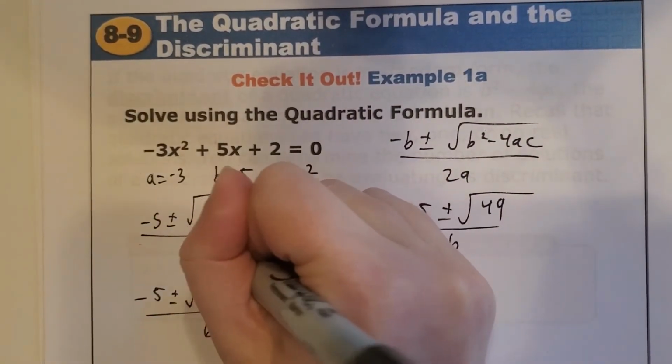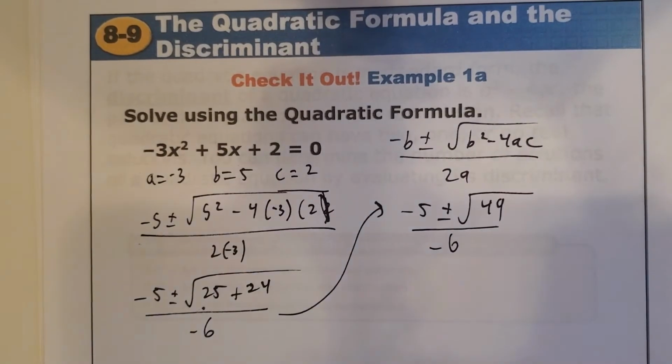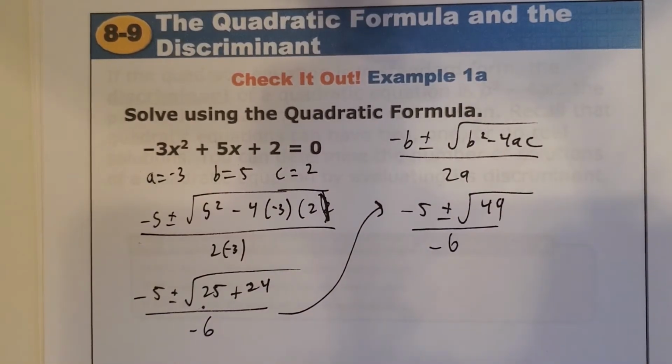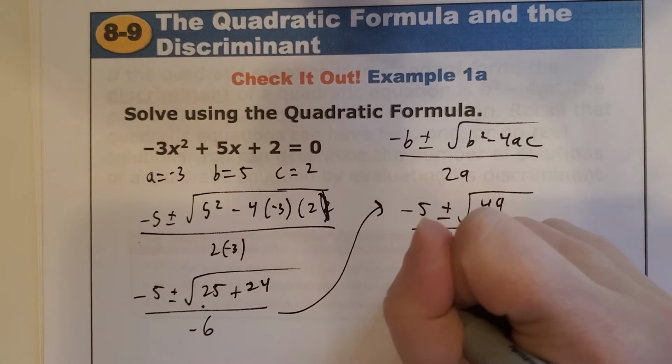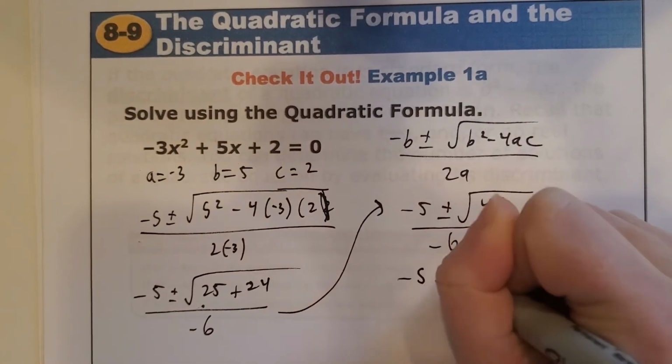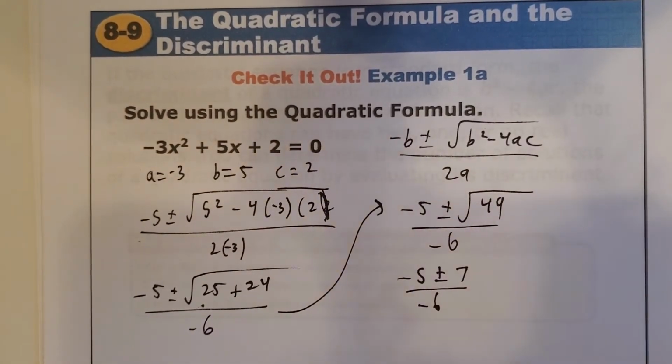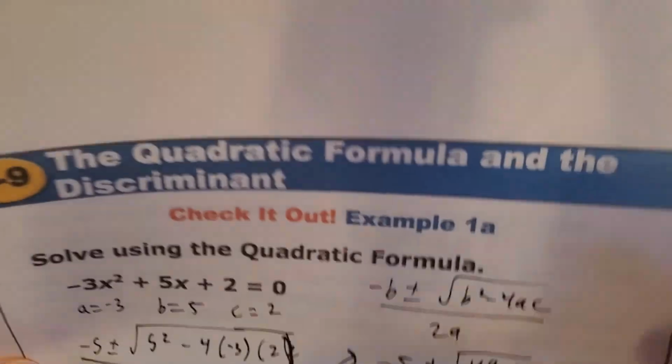Oh, wait, this is negative 3. This is negative 6. This is negative 6. There we go. Okay. But beyond that, the rest of this problem is exactly the same. 49 is another perfect square. It's 7. So this is negative 5 plus or minus 7 over negative 6. And then it's exactly the same thing as the last one.